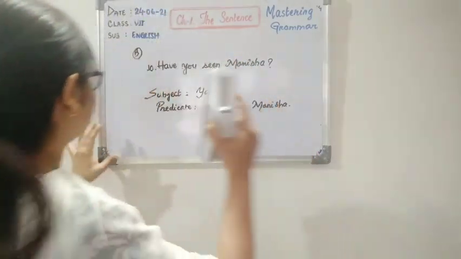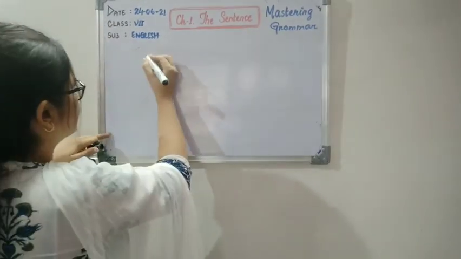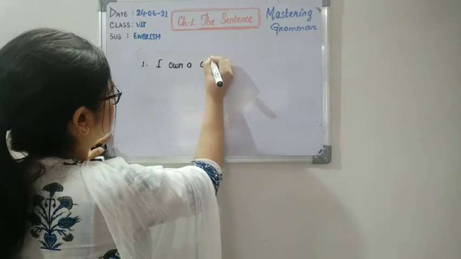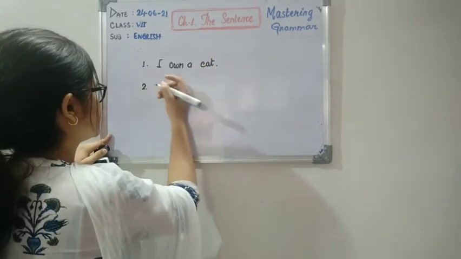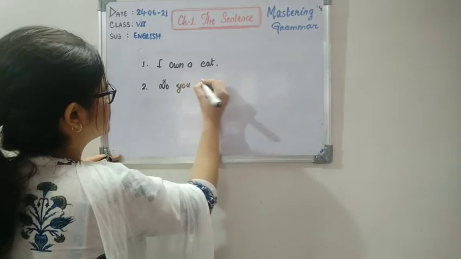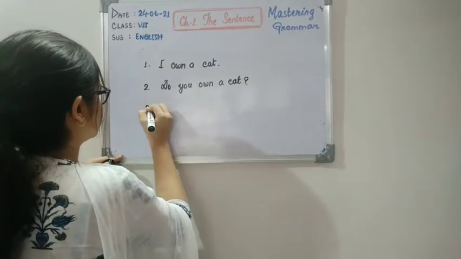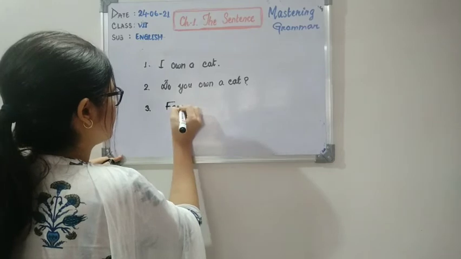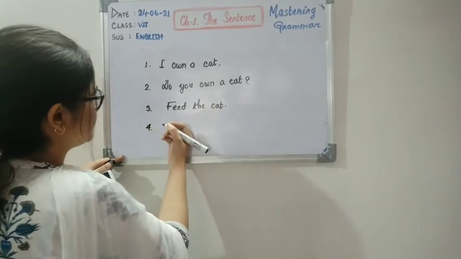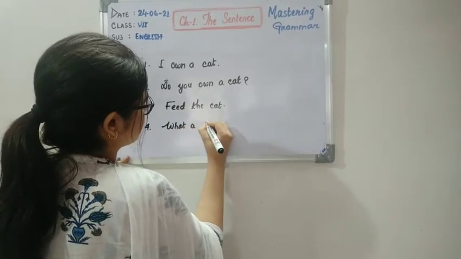Okay, so children, now you will be looking at the board and reading some sentences first. The first sentence is: I own a cat. That means I have a cat. Number 2: Do you own a cat? Number 3: Feed the cat. And number 4: What a cute cat.